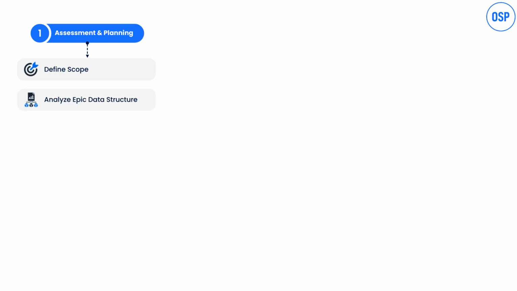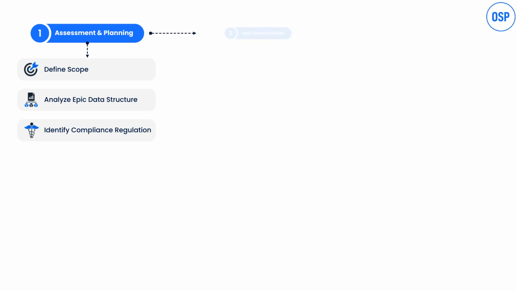Step 1. Assessment and planning. A strong foundation makes all the difference. Before you start moving data, you need a clear plan. This includes identifying target system requirements like data format, structure, and compliance needs. Assessing Epic's data architecture to define what needs extraction. Establishing security protocols to stay compliant with HIPAA, FHIR, and ONC standards. Skipping this step? Bad idea. Poor planning leads to data mismatches, compliance risks, and integration failures. So take the time to do it right.